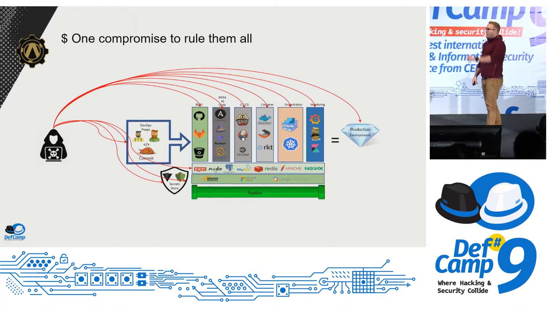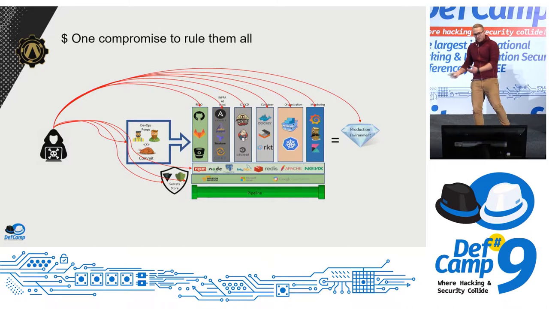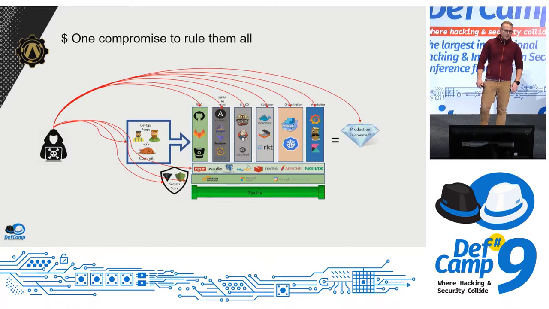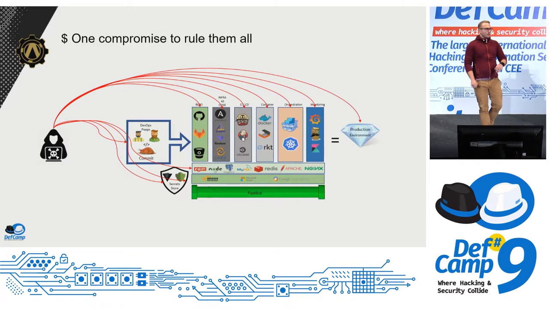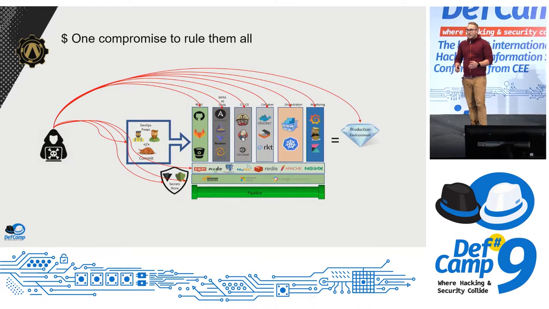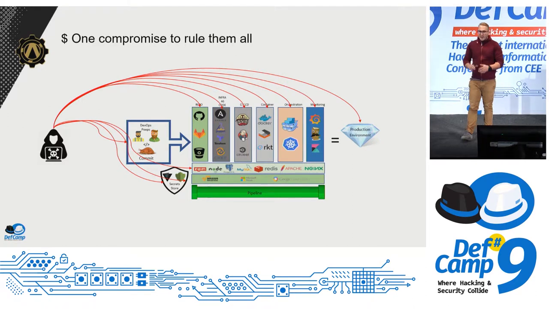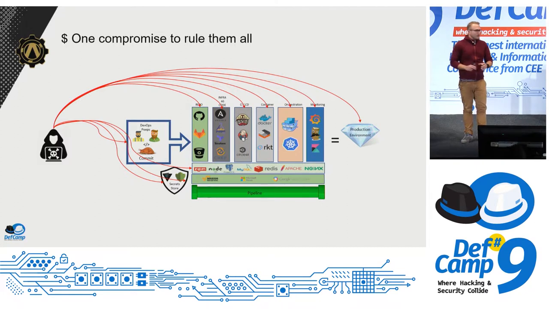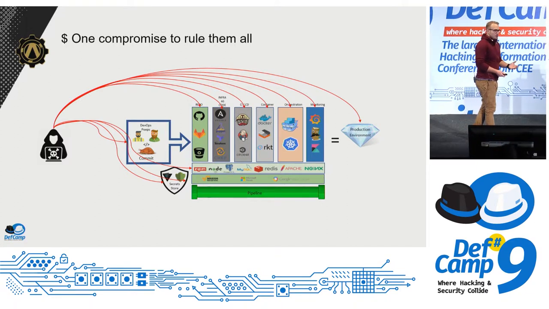So in the before times, we had an inside, we had an outside, and we had the demilitarized zone. We sort of segmented our networks. We have the capability now to do that at a much, much better scale, but somehow we don't.